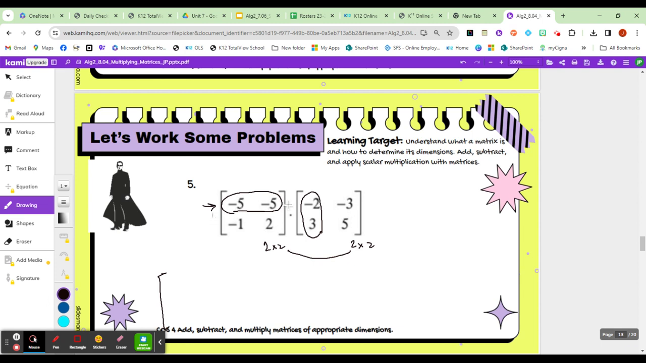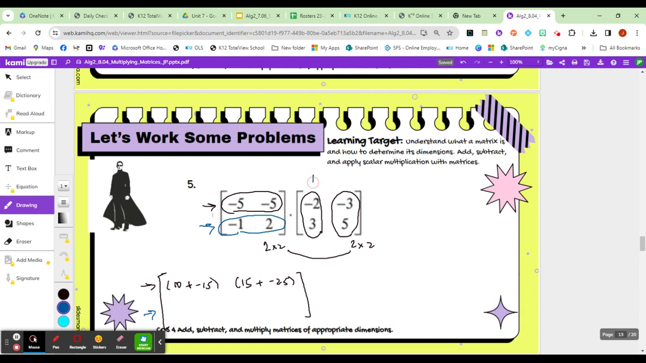So it's going to be negative 5 times negative 2, which is 10, plus negative 5 times 3, which is negative 15. And then I'm writing my answers in my first row because I'm multiplying by my first row. Then I'm going to do first row times second column. That's going to be negative 5 times negative 3, which is positive 15, plus negative 5 times positive 5, which is negative 25. Then I'm going to move down to my second row.